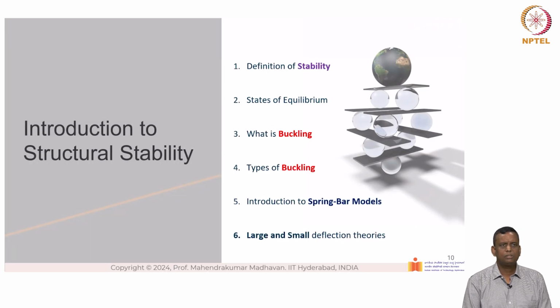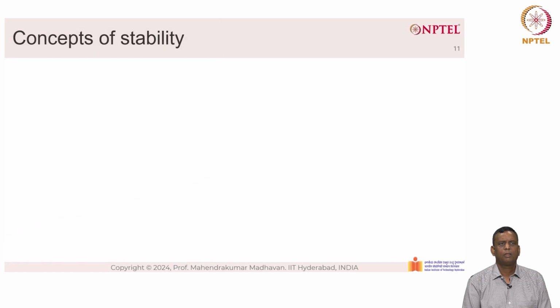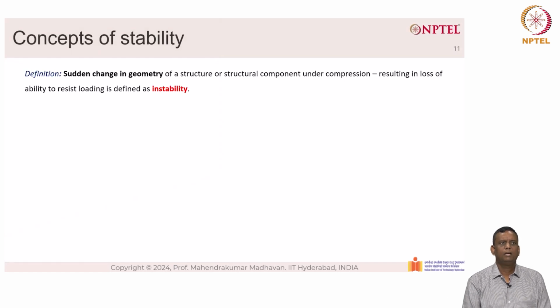Now, let's look at a deeper understanding of stability. We will go back to the definition of stability and continue our conversation in the next few slides. Concepts of stability. What is stability? The definition indicates that a sudden change in geometry of a structure or structural component under compression, resulting in loss of ability to resist loading, is defined as instability. Instability can lead to catastrophic failure and it must be accounted for in design.